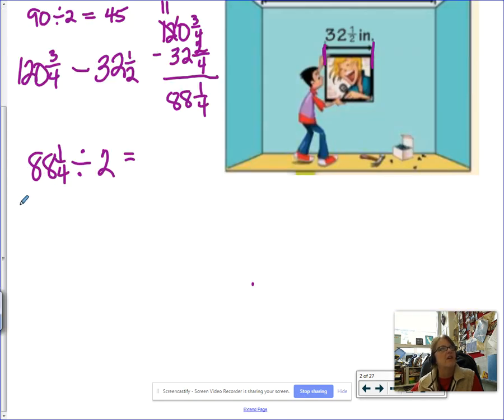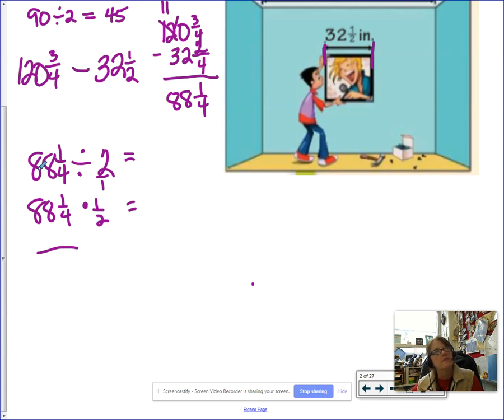Dividing is another way, or I should say you can rewrite it as multiply by the reciprocal. Since this is 2/1, its reciprocal is 1/2. However, this isn't an improper fraction yet. So turn 88 1/4 into an improper fraction.